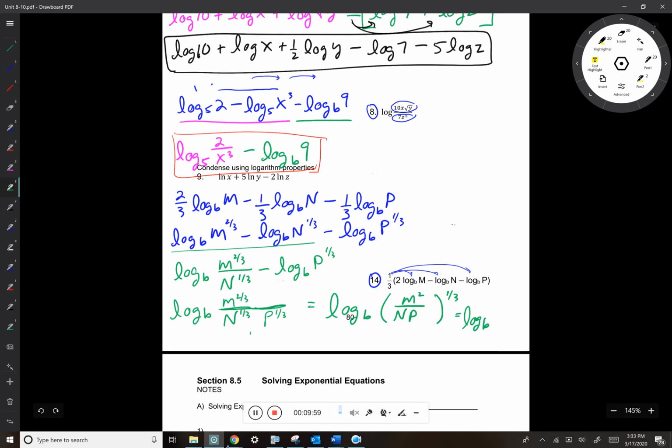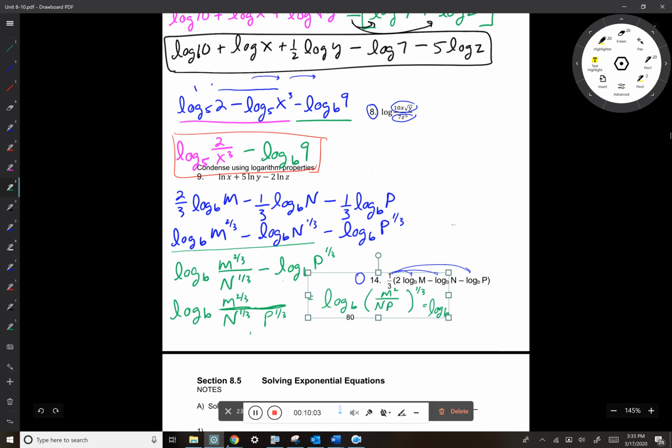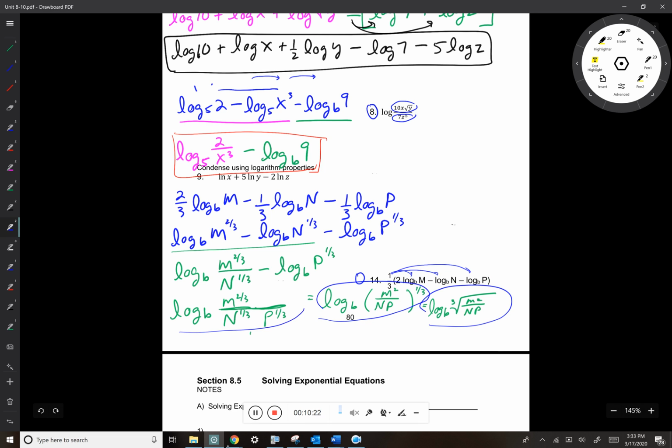Let's make this a little bit smaller here. Sorry about that. You could make it log base b of the cube root of m squared over np. So there's several different ways you could write it, and it's fine if you want to write it like this. It's fine if you want to write it like this. It's fine if you want to leave it like this. All of those I have simplified into one logarithm. Again, I'm not saying that's the only way to do this problem. I'm just saying it's one possible way to do this problem.